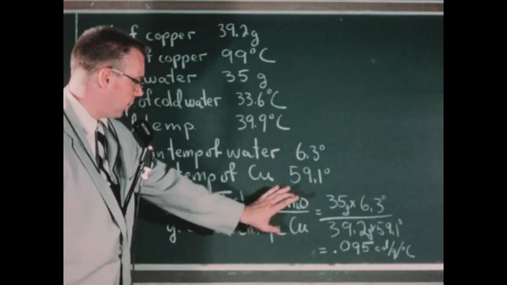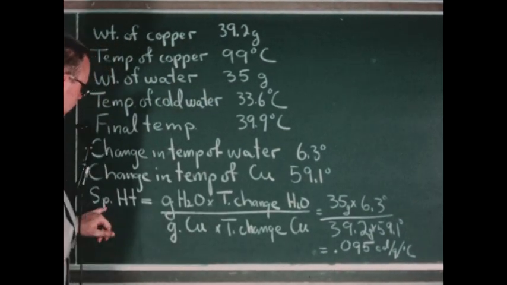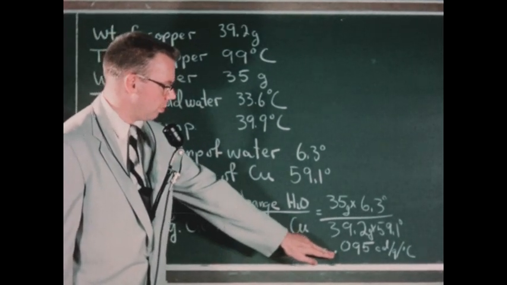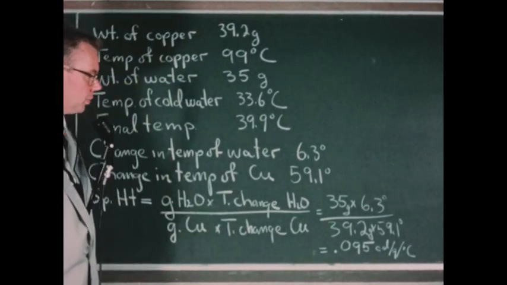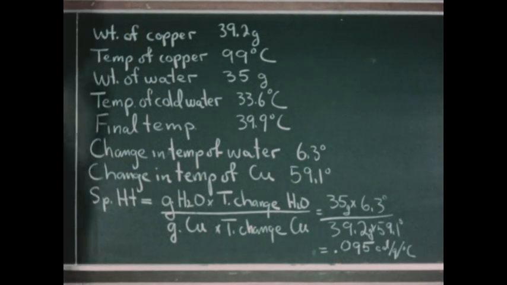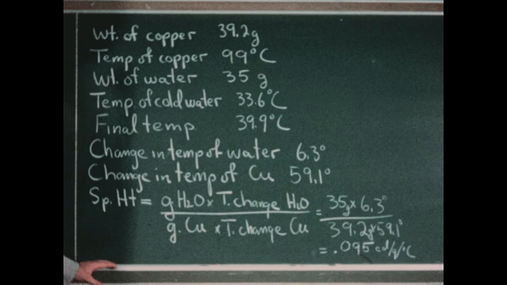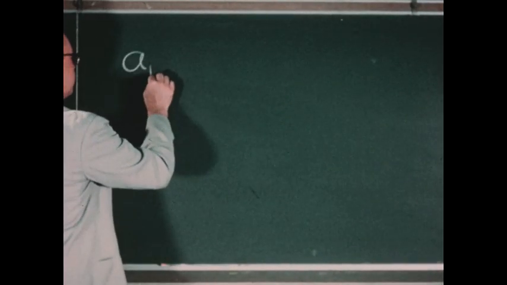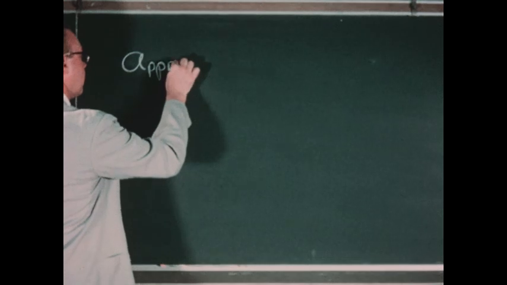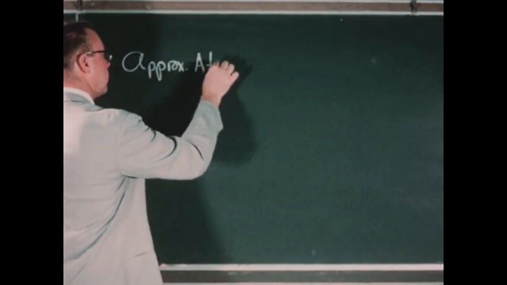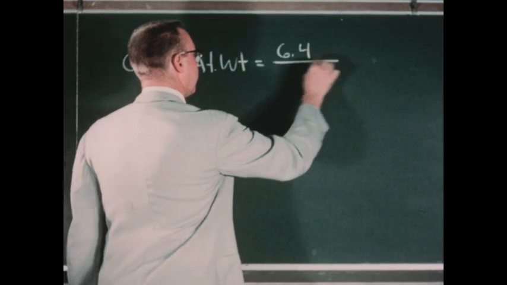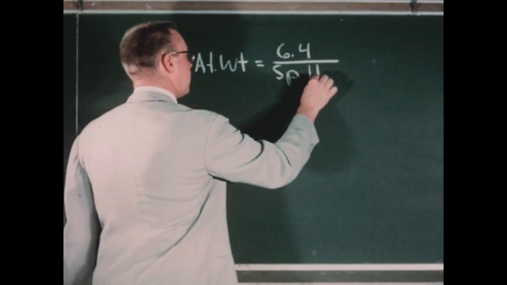And carrying out the multiplication and division, we find that the specific heat of the copper is determined experimentally to be about 0.095 calories per gram per degree centigrade. And we will use this figure now in calculating the approximate atomic weight of copper. You'll recall that the Dulong and Petit relationship is that the approximate atomic weight equals 6.4 divided by the specific heat.